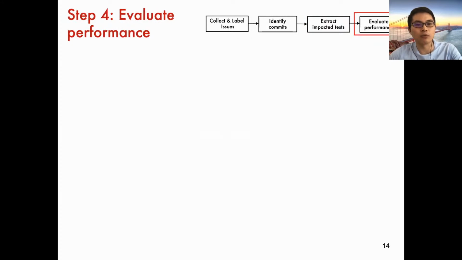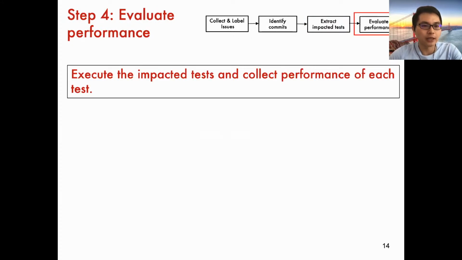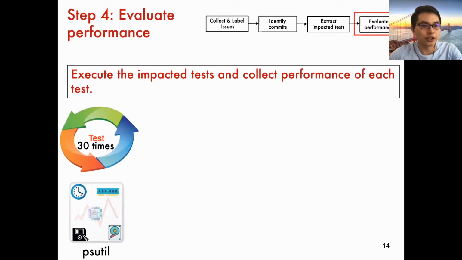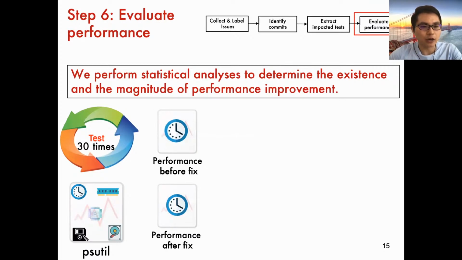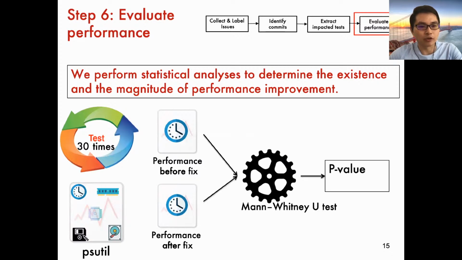Next, we will evaluate the performance. We will run all the impacted tests and collect the performance of each test. To avoid noise, we run each test 30 times. After having the performance data, we will perform a statistical analysis to get the p-value to see if there is a significant difference between the two performances. And then we will use Cliff's delta to decide the effect sizes.